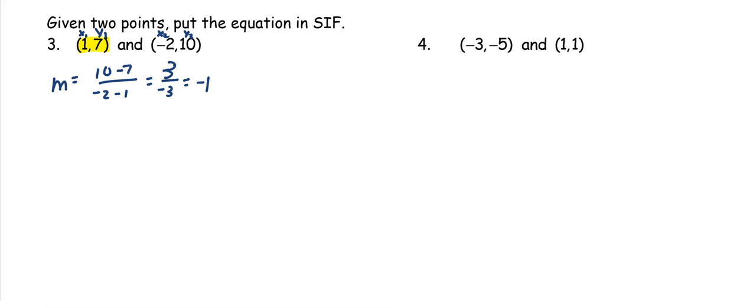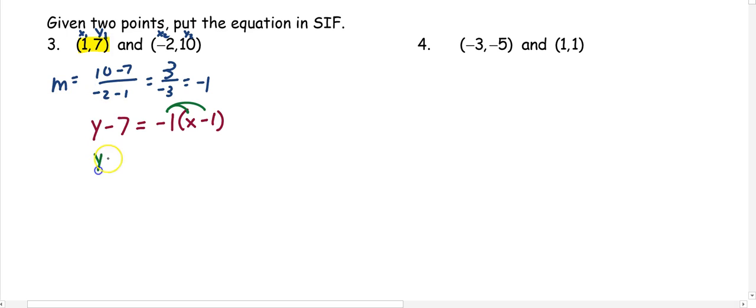And I need to start writing in point slope form. So I have y minus 7 equals negative 1, my slope, and then x minus 1. Notice that they're both minus signs because my coordinates were positive. So in order to get into slope-intercept form, the first thing I'm going to do is distribute my slope. So y minus 7 equals negative 1x plus 1.